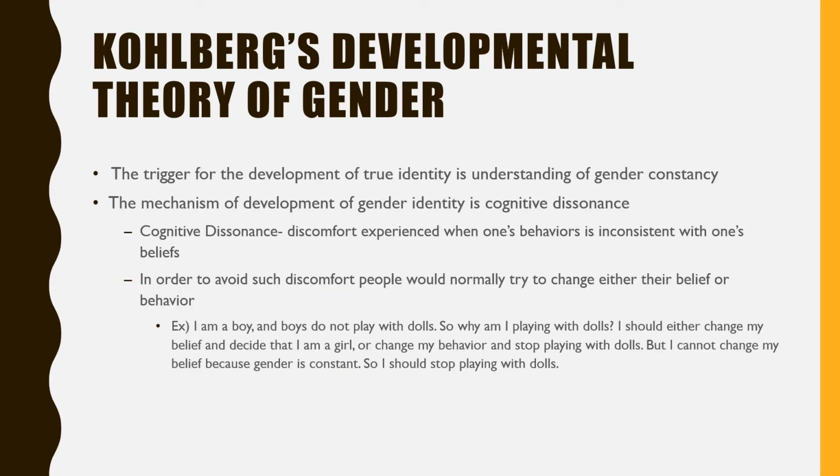So the trigger for the development of true identity of oneself is understanding of gender constancy. And there are a few mechanisms of development that help this along. And one is cognitive dissonance. And cognitive dissonance is a discomfort experienced when one's behaviors are inconsistent with one's beliefs.